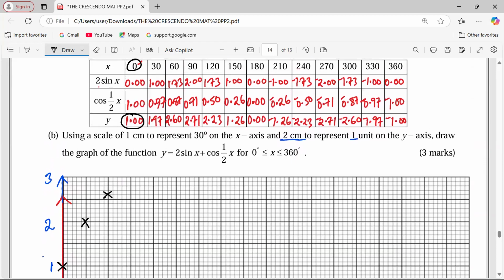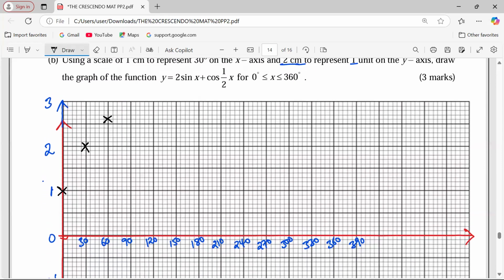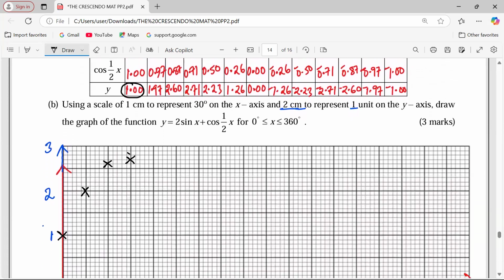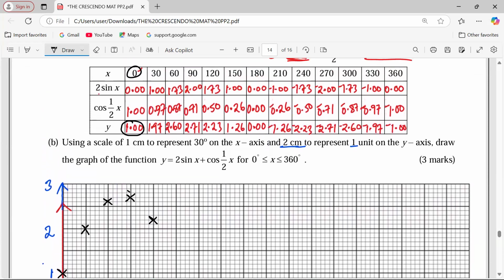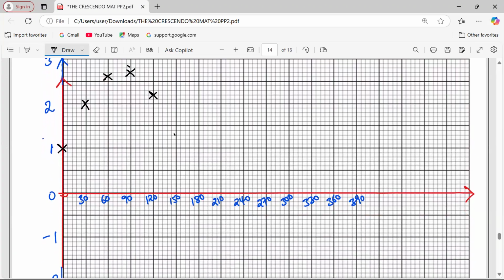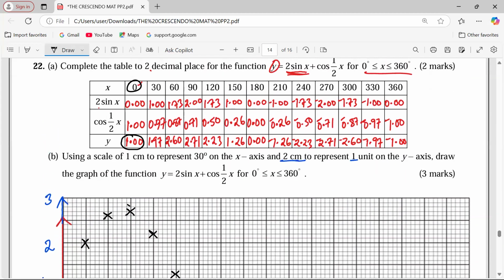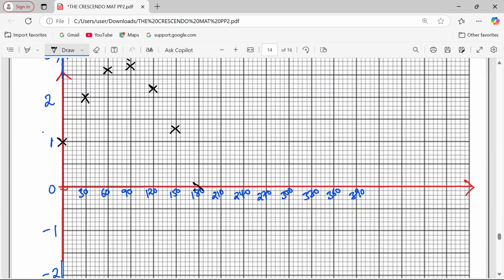The next is 90, which goes with 2.7. 120 goes with 2.2. So 2.2 is here. The next is 150. 150 is going with 1.3. So 1.3 shall be here. 180 goes with 0.0. So 180 shall be at that point.